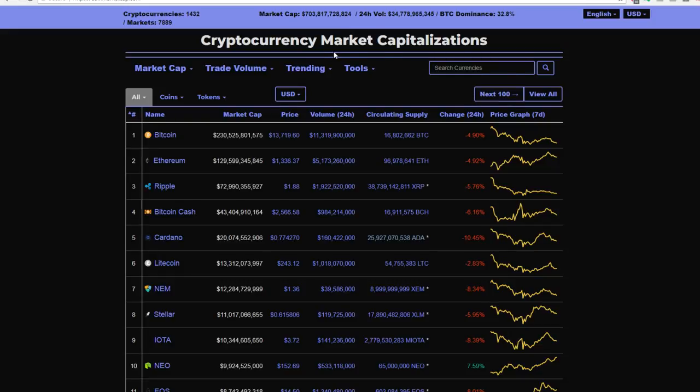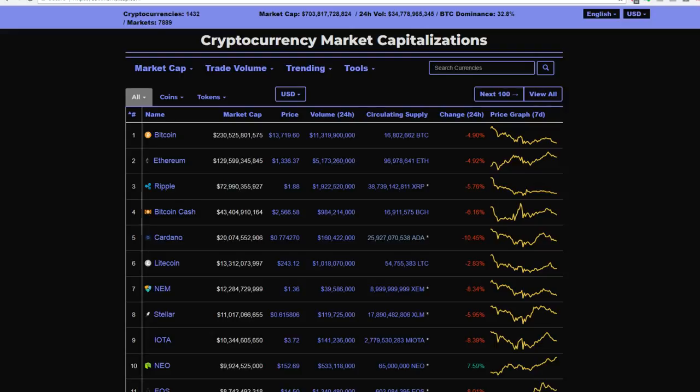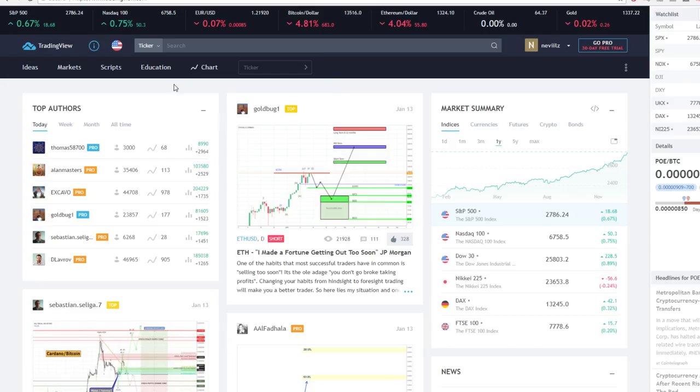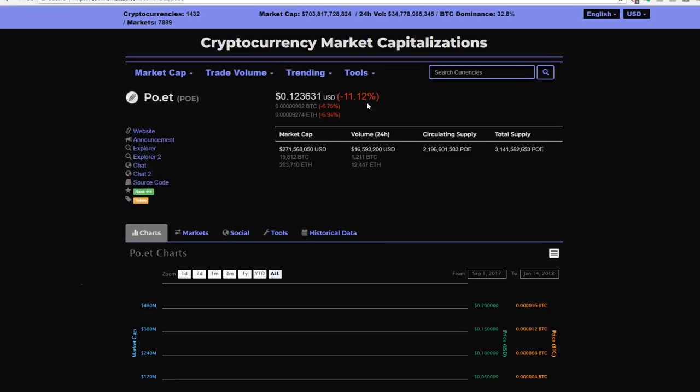So the two websites you need open are CoinMarketCap, for cryptocurrency, and the other one is gonna be TradingView. So these are the two you want. Let's take for example, you need to choose one that's losing money. So let's take for example, probably POE is losing. Let's take POE for example.